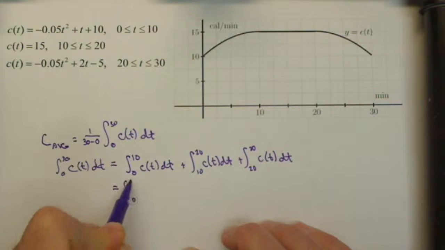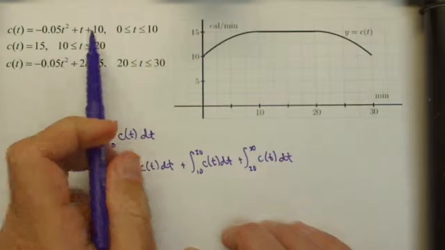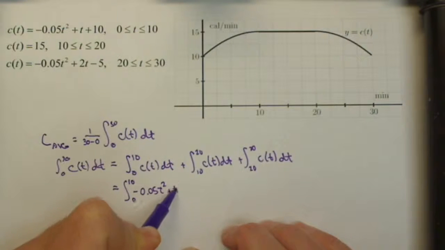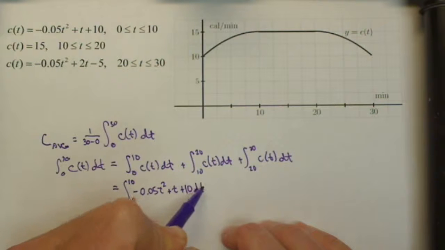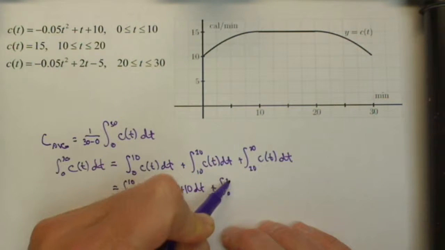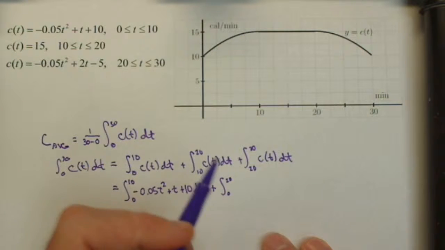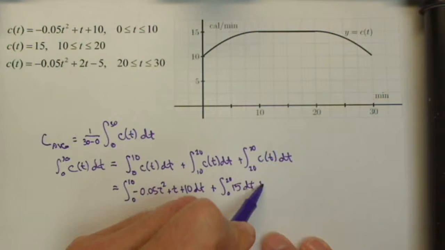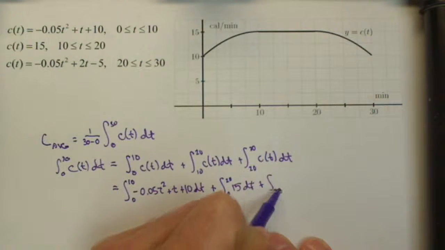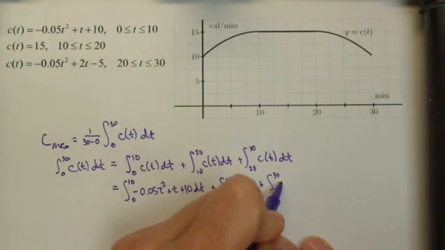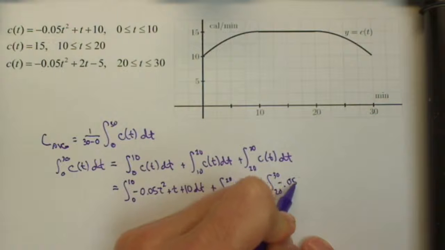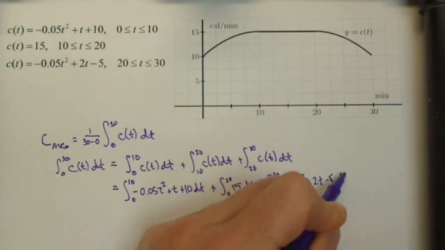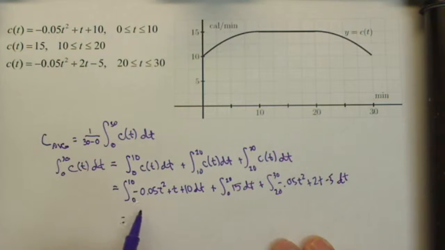So let's see what these look like in terms of our formulas. 0 to 10 here of negative 0.05 t squared plus t plus 10 dt. Here, it's just a constant. As we've seen in previous sections, we don't need to do this with an antiderivative, but it's not going to make it wrong. And then finally, from 20 to 30, c of t is defined as negative 0.05 t squared plus 2t minus 5 dt. Again, we calculated this in the first video.